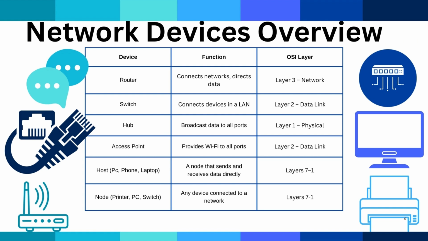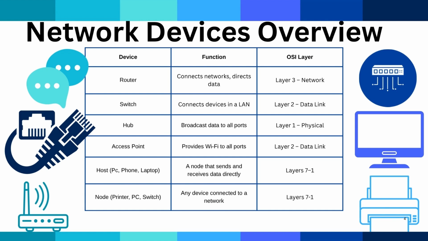And then we have a switch, which connects many devices in your local home or office network, or some might even call it a local area network. This works at the 2nd layer, which is the data link layer.